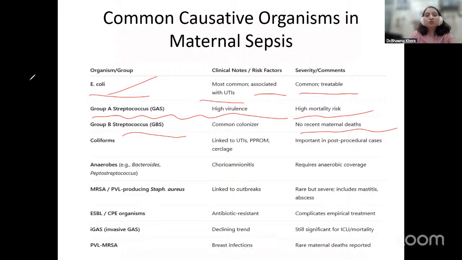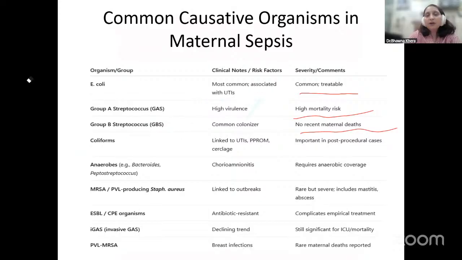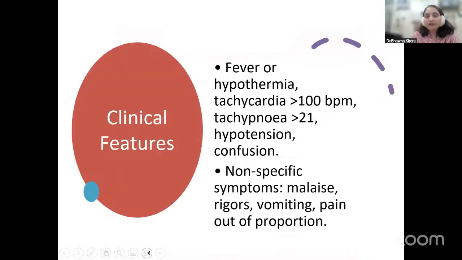So the first three lines are the ones which you need to remember, and that's the most important part. So that's about the common organisms which can be seen in maternal sepsis. Now, I think I've answered a few of your commonly asked sepsis related recall questions, right? Now it should be clear.